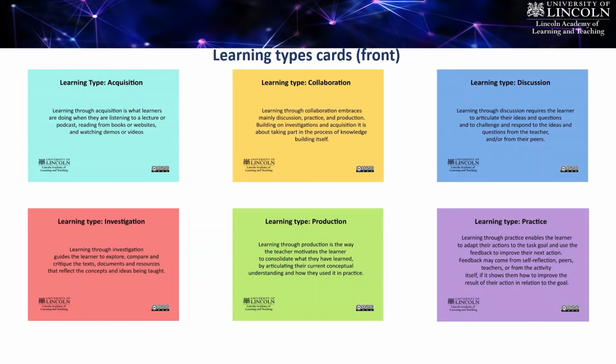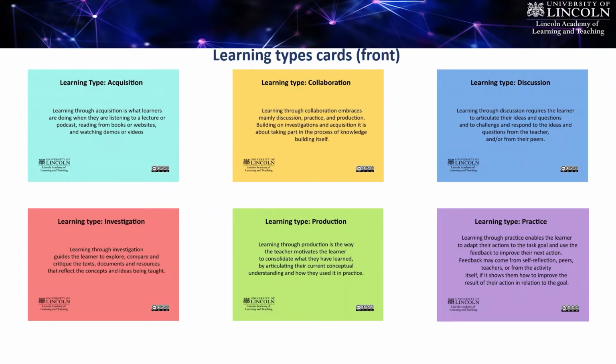Second type of activity is collaboration. This is the idea of getting people to work together and embraces discussion, practice and production. The third type is discussion, and it's to get the learners to communicate together, which enables learners to articulate their ideas and to share and respond to ideas from either their lecturers or their peers. Investigation allows learners to go off and explore, critique and compare text, documents or resources, so they can come back and reflect on the outcomes of the investigation.